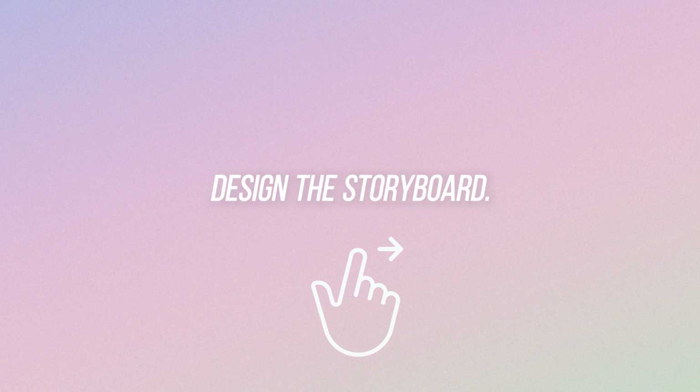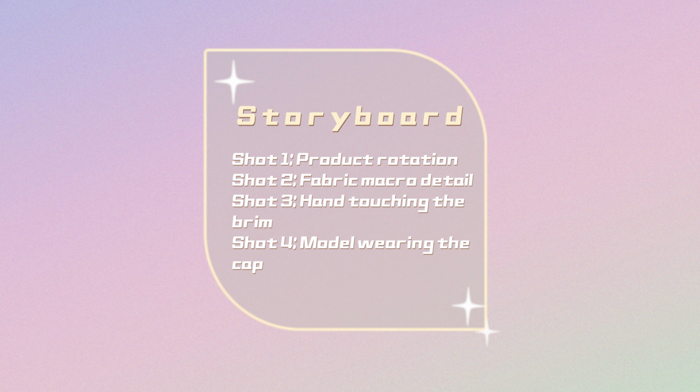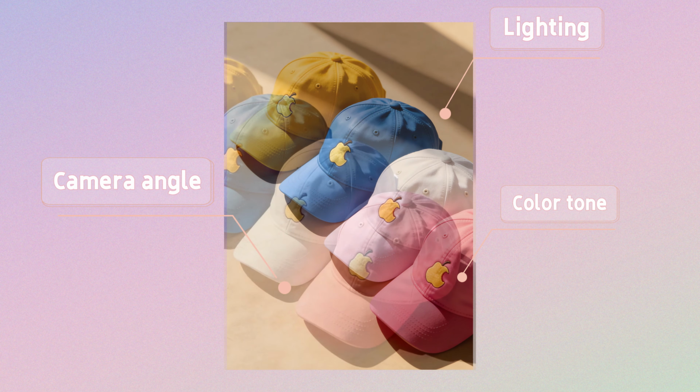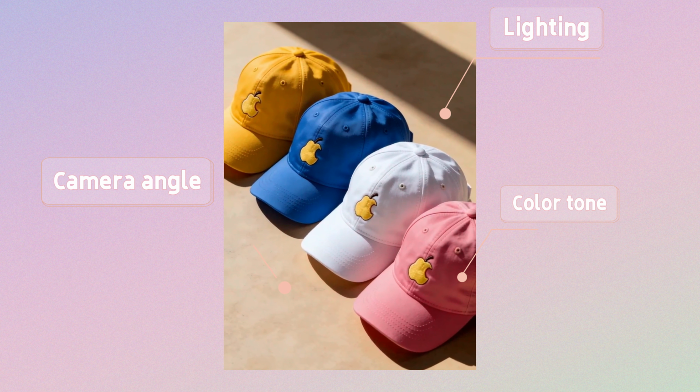Step 2. Design the storyboard. For example, product rotation, fabric macro detail, hand touching the brim, model wearing the cap. At this stage, it's important to also think about camera angle, lighting, and color tone. These details are what make the video look like a real commercial.